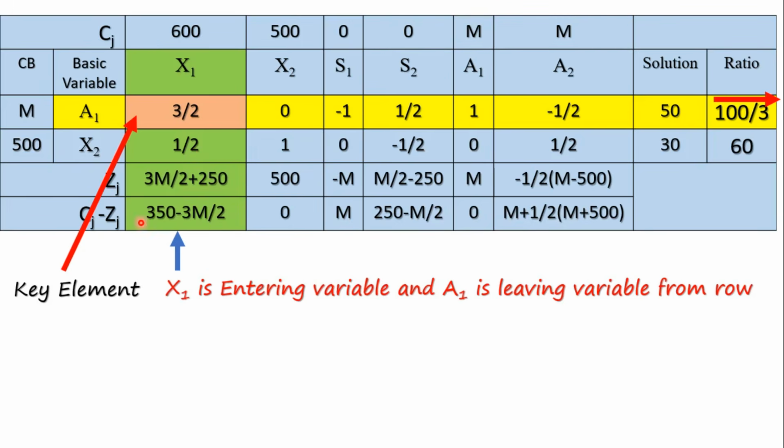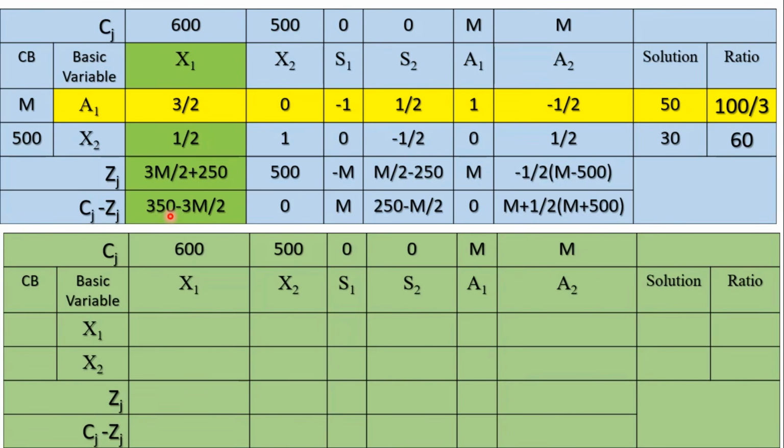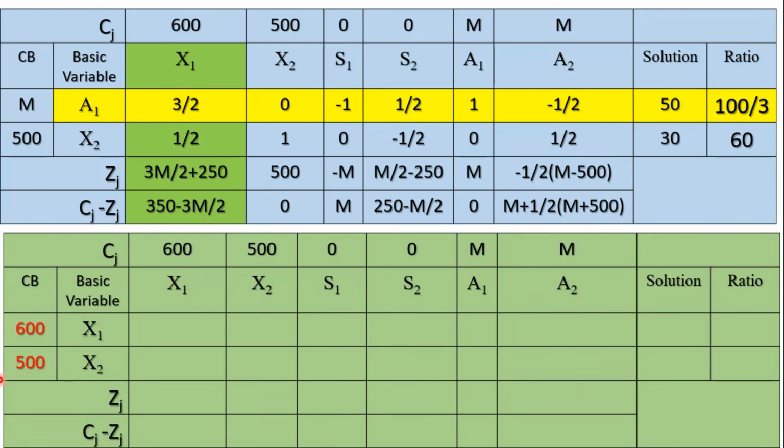And what is the key element now? This is the key element: 3 by 2. A1 will leave and X1 will enter the table. Now from one table we go to the next iteration table. You can see in place of A1 I got X1. X2 is as it is. Next, enter the coefficients. The X1 coefficient is 600 and the X2 coefficient is 500. First calculate the X1 values. In place of A1 I got X1.